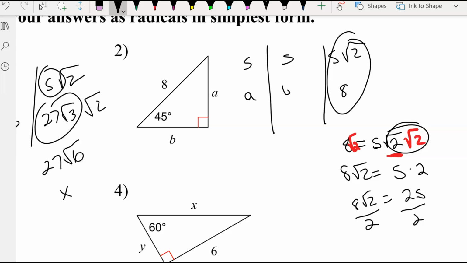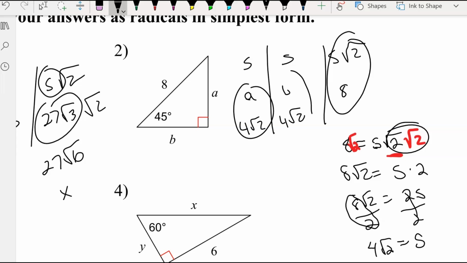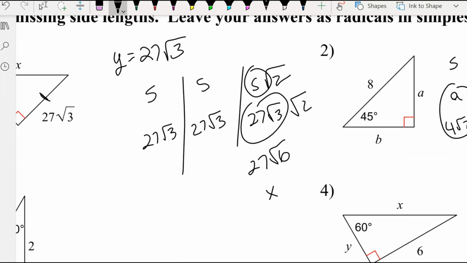Remember, whatever's inside the radical, you can do anything with another one that is inside the radical. If they're outside the radical, then you leave them outside the radical. That means that I can take 8 and 2. 8 divided by 2 is 4. I leave the radical. If something is outside the radical, I can multiply it to something outside the radical or divide it. And there you go. S is 4 radical 2. And that means A is 4 radical 2 and B is 4 radical 2.